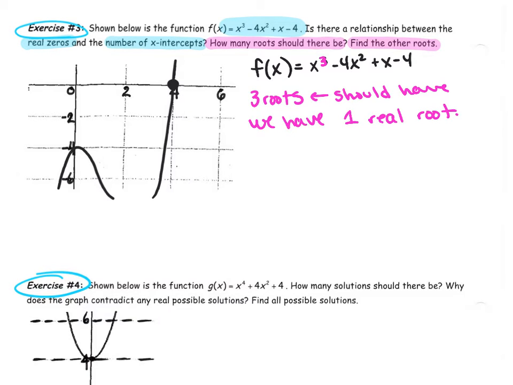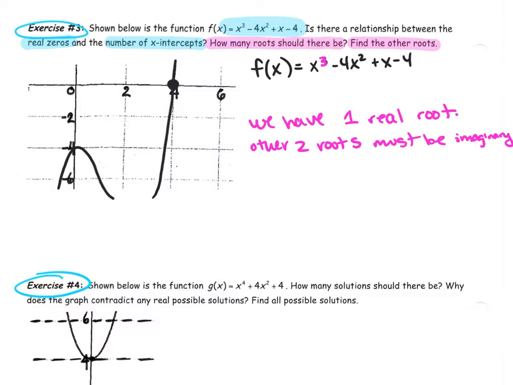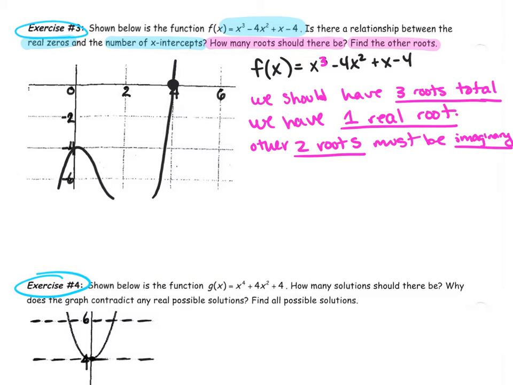So if I have 1 real root, and I'm supposed to have 3, what does that mean the other 2 are? That means the other 2 roots must be imaginary. Okay, so we should have 3 roots. So let me rewrite this. I don't like how I wrote that language. Should have 3 roots. We have 1 real root. The other 2 must be imaginary. Okay, so I just underlined the key pieces there.